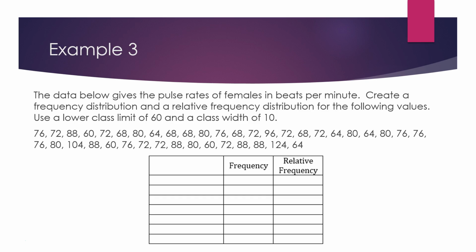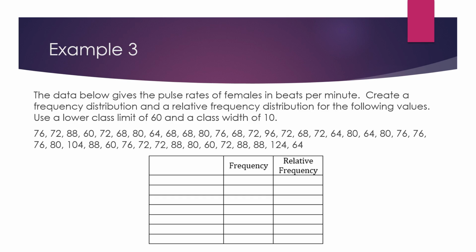So let's actually look at something specific. The data below is the pulse rates of females in beats per minute, and we want to use this data to make a frequency distribution. This example does give you the lower class limit and the class width. So in this case, we're just concerned about setting up the classes with those lower class limits and class width.